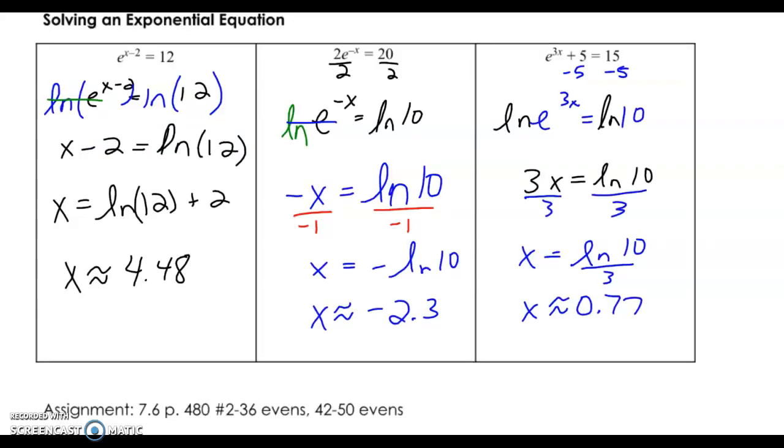All right, so you can check the last two. The only difference on the last two, notice before I ever took the natural log of both sides, I needed to isolate that e. So we needed to divide by 2 on this one. On the last one, we needed to subtract the 5. So just be careful if there's an extra step there.